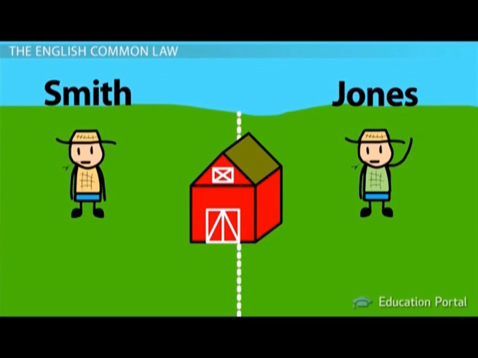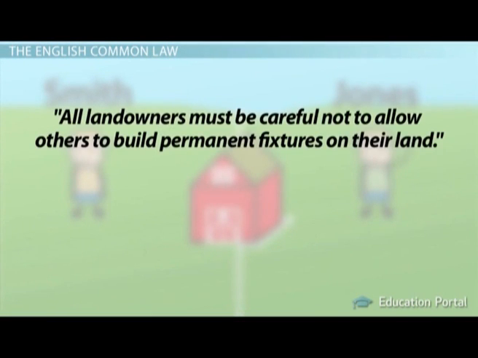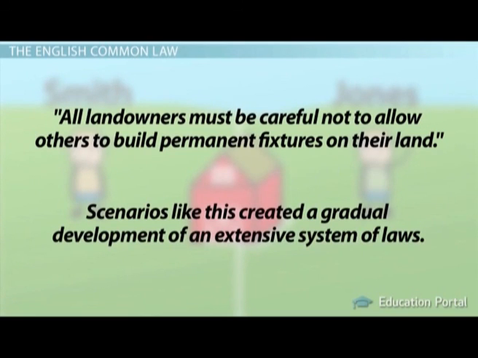Let's say the court decides that Smith owns the barn that he built, and he now also owns that small portion of land that the barn occupies. This would now be the rule, to be applied for all of those cases coming after Smith and Jones. From that moment forward, all landowners must be careful not to allow others to build permanent fixtures on their land. Otherwise, the rule now states, they could lose ownership of that portion of their land. Scenarios like this created a gradual development of an extensive system of laws, even though these rules were mostly unwritten at that time.